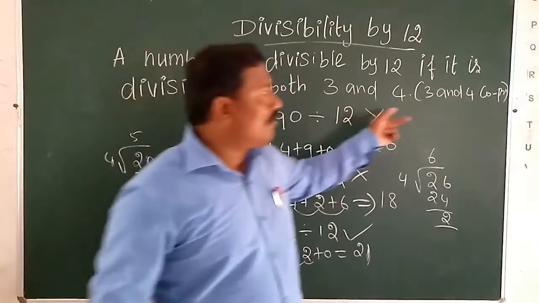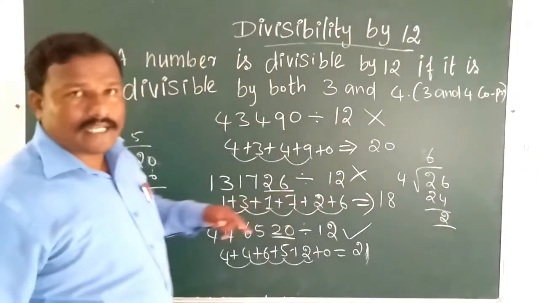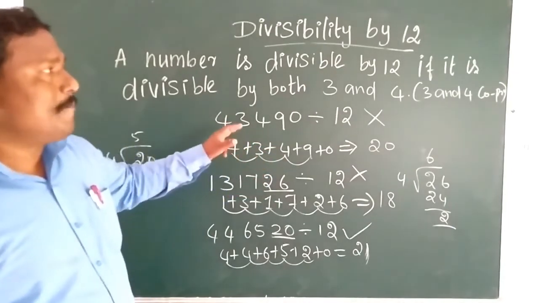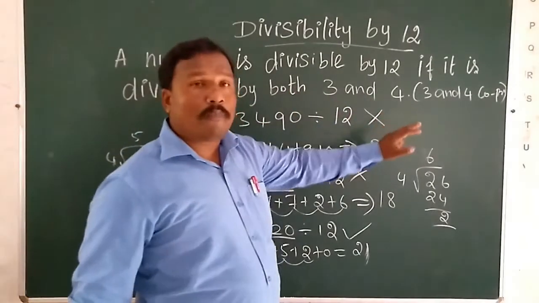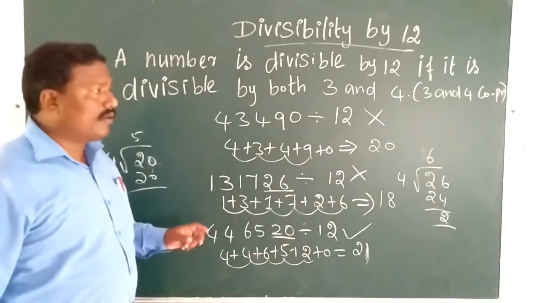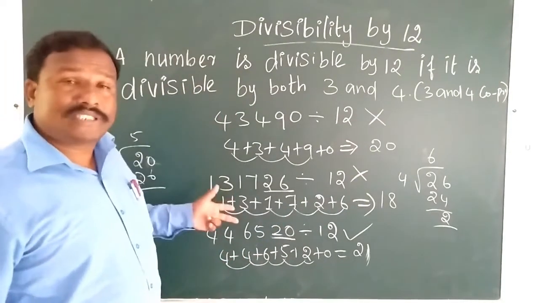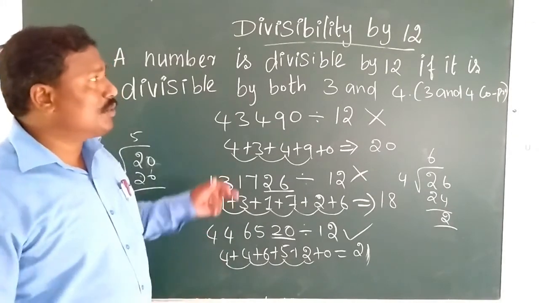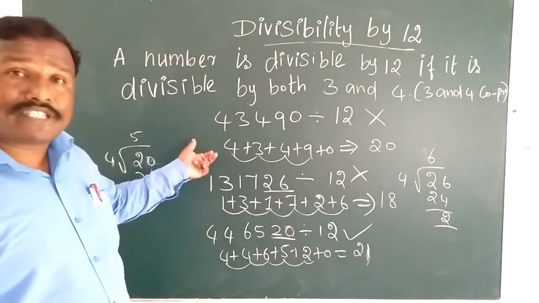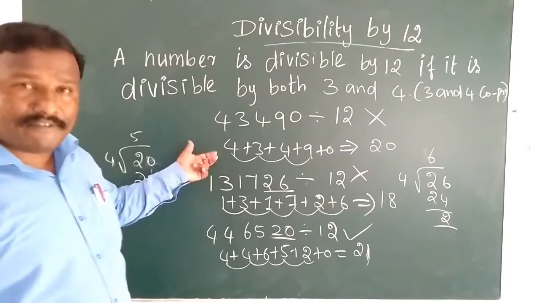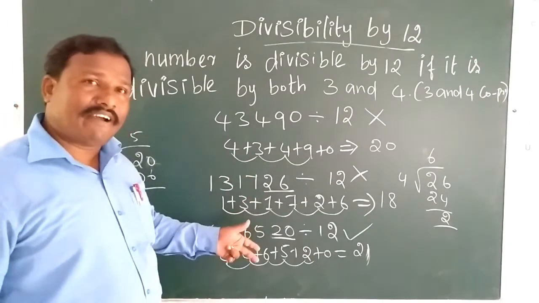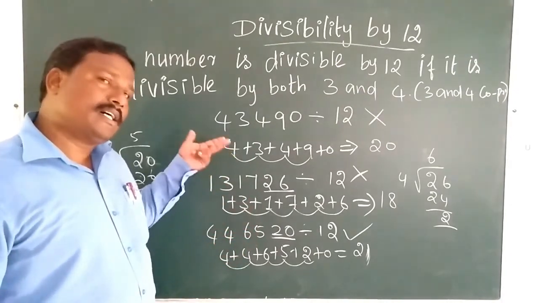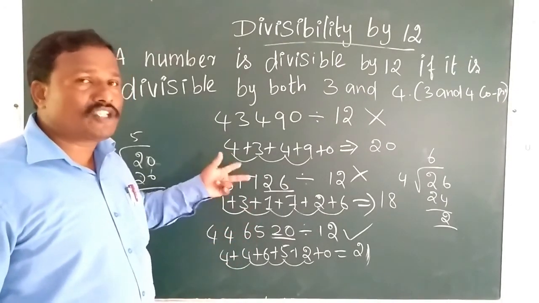So 3 and 4 are co-prime numbers, okay? Because they are consecutive numbers, 3 and 4. So we can say 3 and 4 are co-prime numbers, okay? So now I hope you understand how to check the divisibility of 12. So what is the rule? I told you, first we have to check divisibility by 3, then after that we have to check divisibility by 4. If both are divisible, the number is divisible by 12 also, okay?